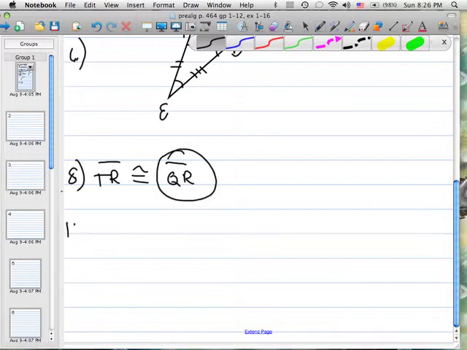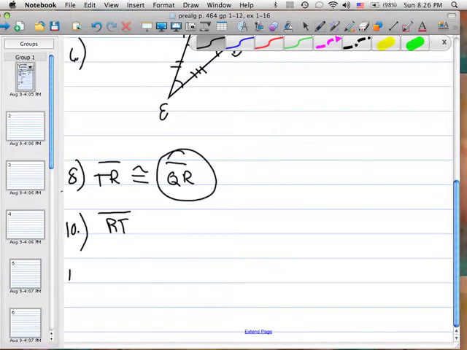And number 10, if the length of line segment RQ is 22 inches, then what other line segment is 22 inches? Well, the one with the same mark on it, which is RT. So line segment RT is 22 inches long.